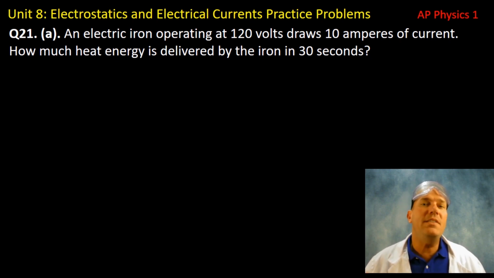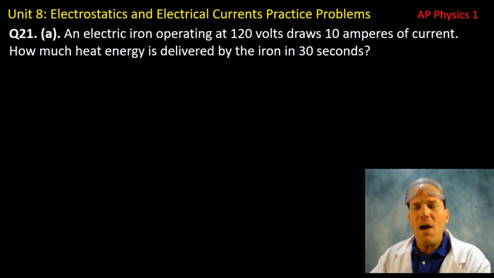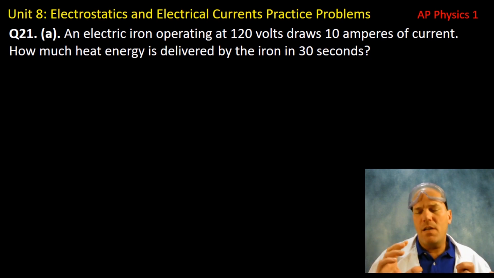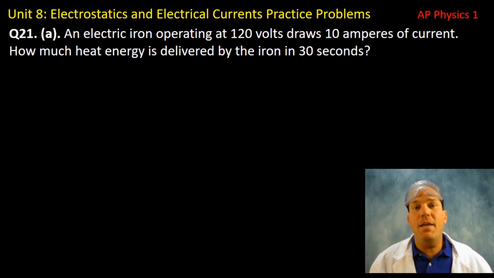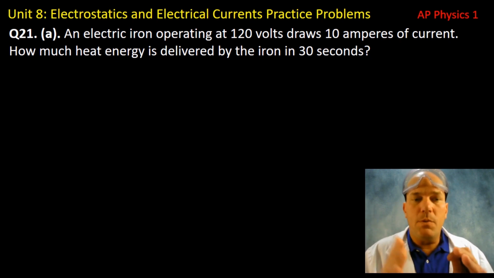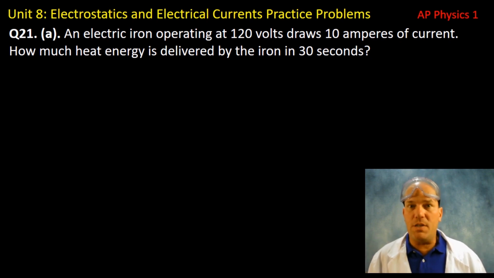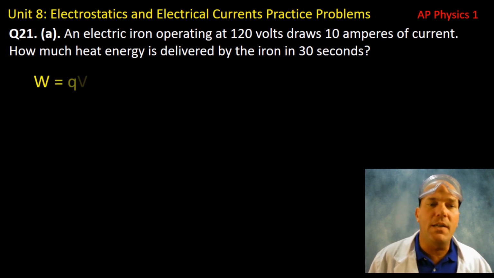So we're going to be solving for joules in this case, and that is to be distinguished from power, which is in watts, which, while I'm at it, was named after James Watt, and is the rate at which work is done. So we're not being asked what is the rate. We're being asked how much total heat energy, in other words, joules, is delivered by the iron in 30 seconds.